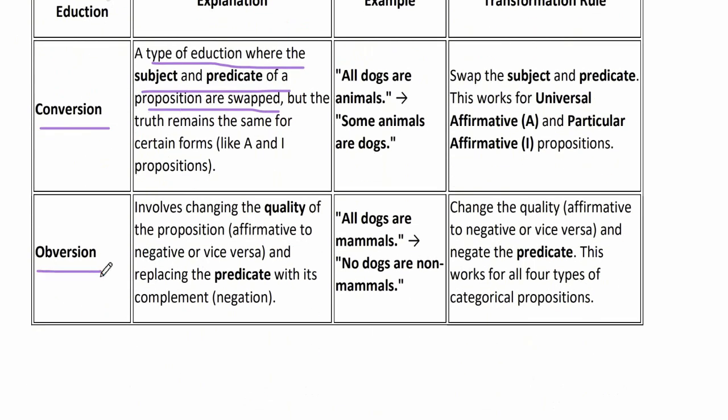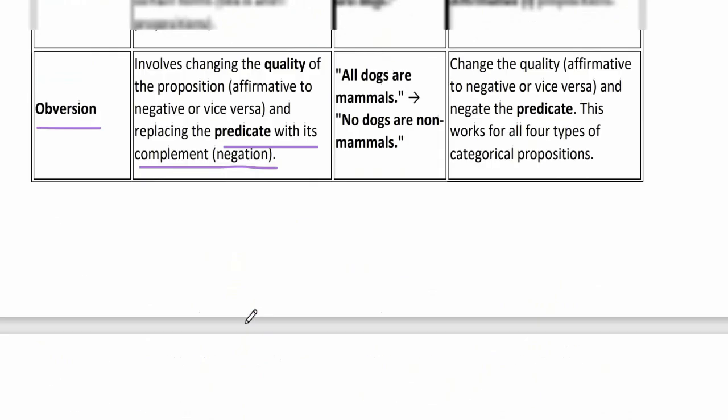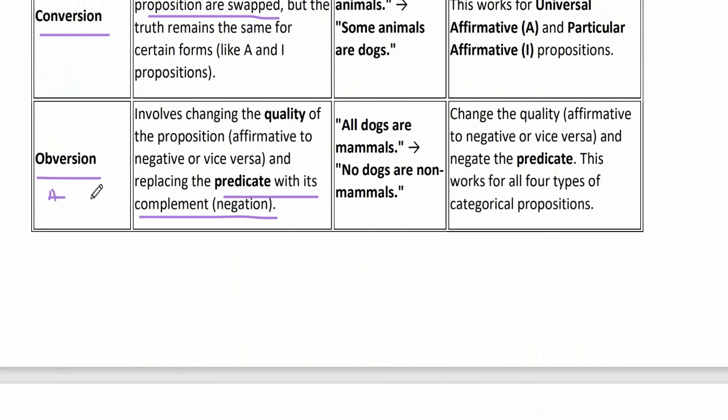Okay, for obversion, basically subject and predicate remain where they are. Predicate is replaced with its complement, that is negation. And in this, A goes to E and inverse, both E goes to A, I goes to O, and O goes to I. Means both double, it implies both ways, I and O.